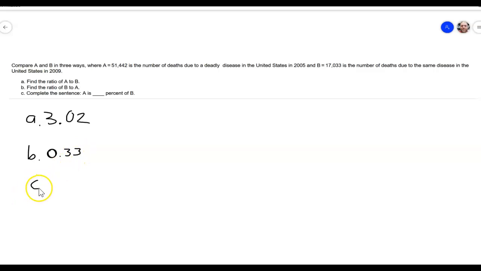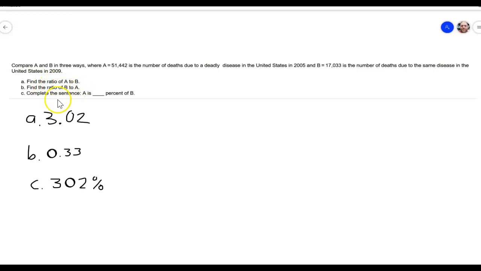And lastly, it says complete the sentence: A is what percent of B? Well, we know the ratio of A to B is 3.02, and to convert that to a percent, we just move the decimal place two to the right. So it's 302% of B, and I'm going to show you another way to do that as well.